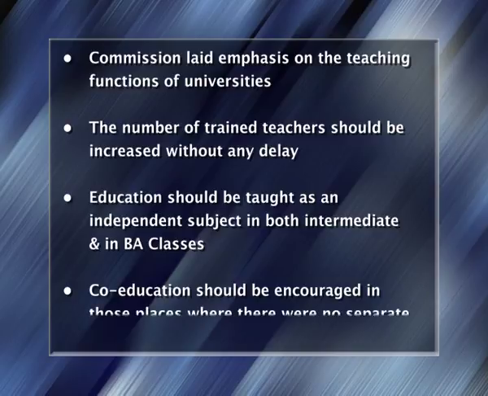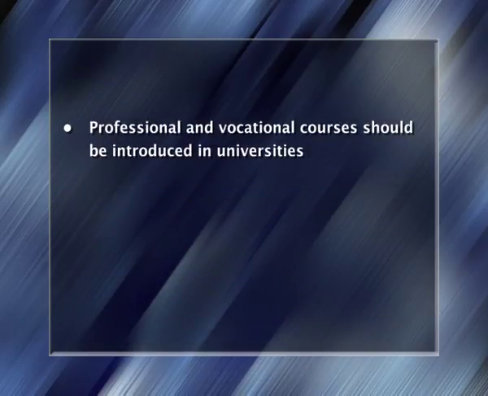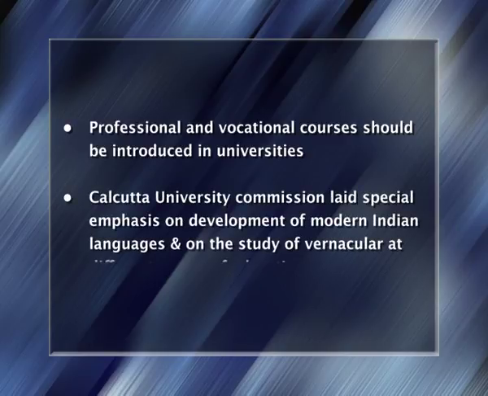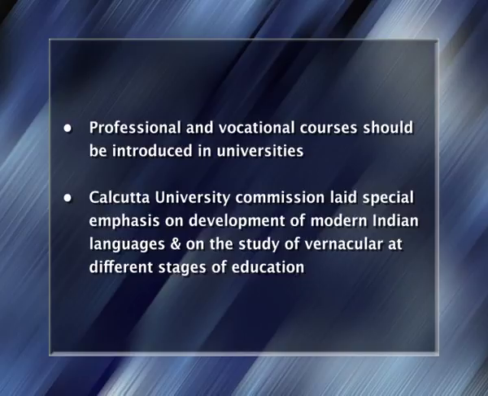Co-education should be encouraged in those places where there were no separate institutions for the girls. Professional and vocational courses should be introduced in the universities. The Calcutta University Commission laid special emphasis on the development of modern Indian languages and on the study of the vernacular at different stages of education.